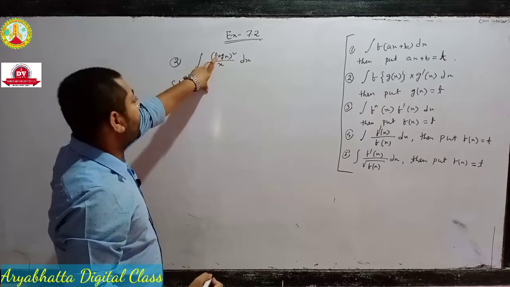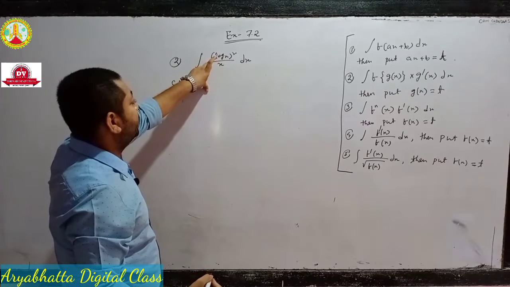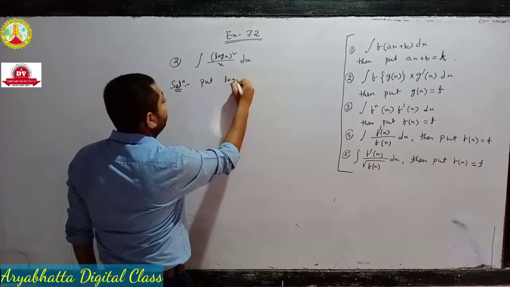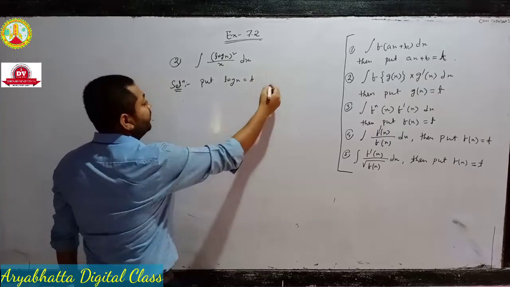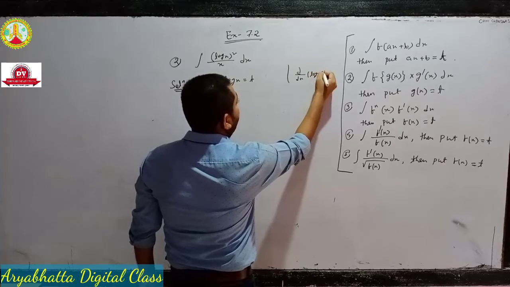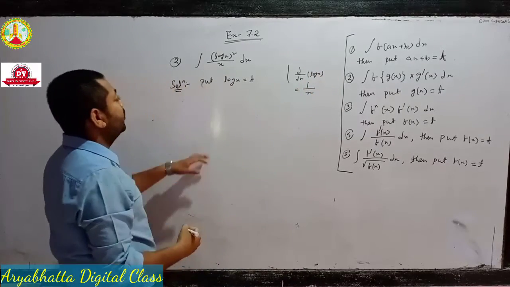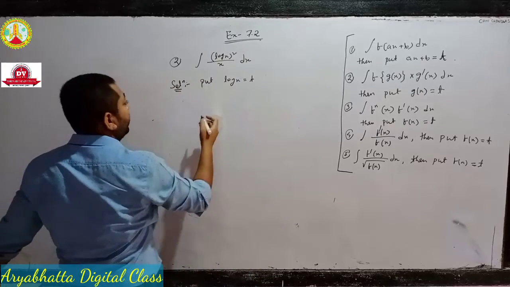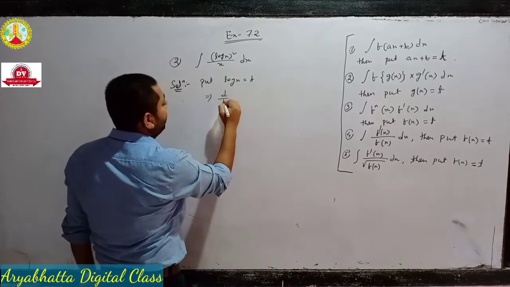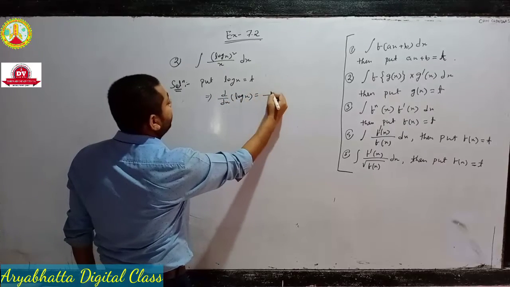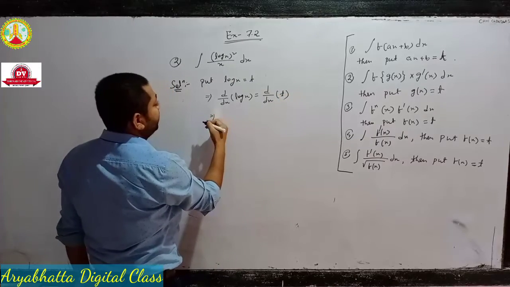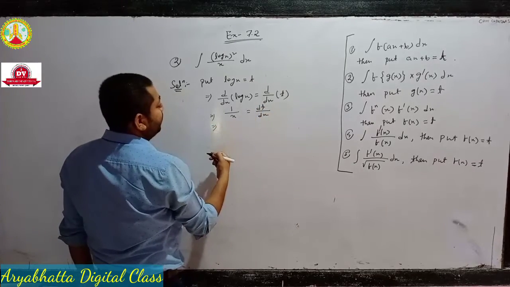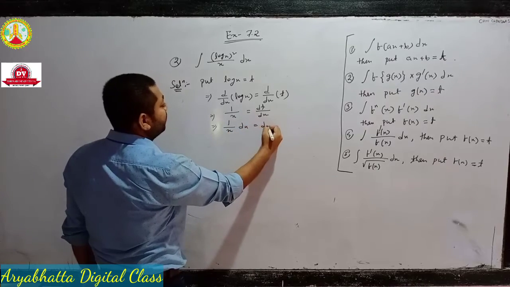If we differentiate the function log x with respect to x, then we have 1 by x. Therefore, put log x equal to t. Differentiating both sides with respect to x, d by dx log x equals dt by dx. This implies 1 by x equals dt by dx, so 1 by x dx is equal to dt.